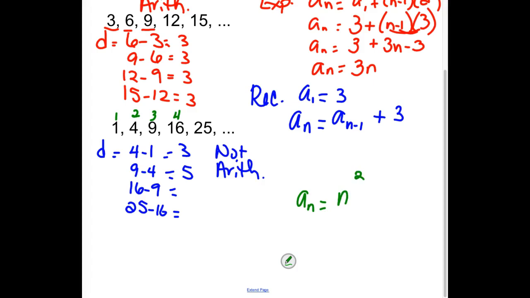So that would be an explicit rule. I could find the 500th term by just taking 500 squared. I don't have to generate all the numbers in front of it. So it's not based on a previous number like this. It's just based on n. Okay? So this would be a way we could write an explicit rule for that sequence. But it doesn't fit the arithmetic pattern.